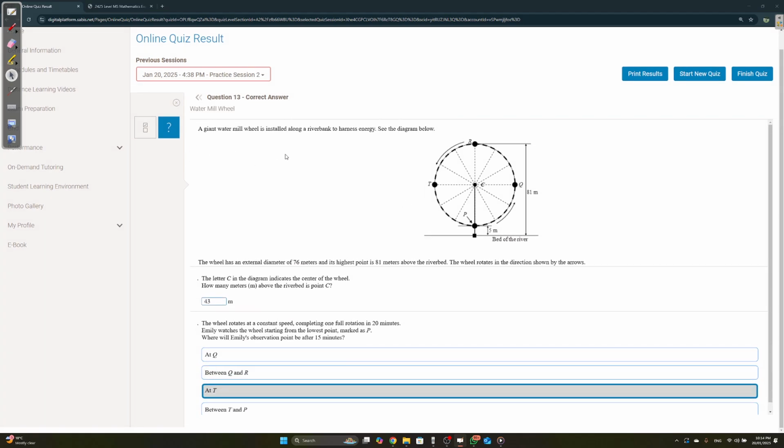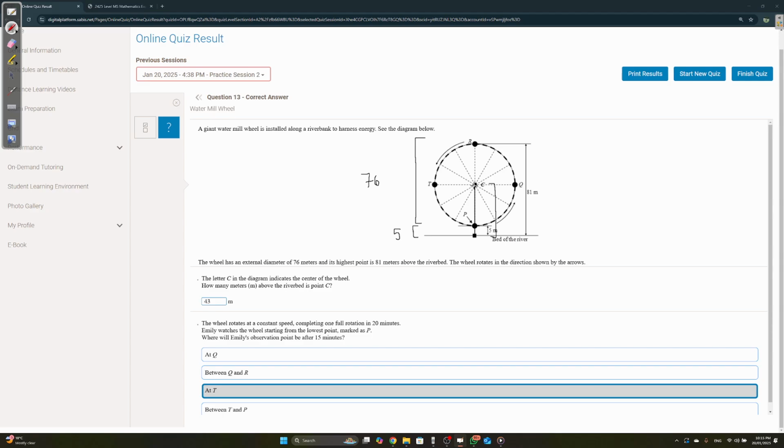A giant watermill wheel is installed along a riverbank to harness energy. See the diagram below. The wheel has an external diameter of 76 meters and its highest point is 81 meters above the riverbed, and the wheel rotates in the direction shown by arrows. The letter C in the diagram indicates the center of the wheel. How many meters above the riverbed is the point C? So obviously they told us that the diameter over here is 76, and this one here is 5, which is why it's total 81. So we want to know how far is C.